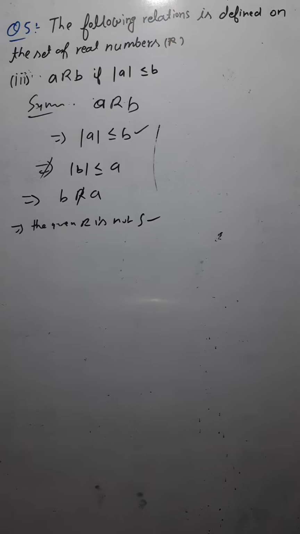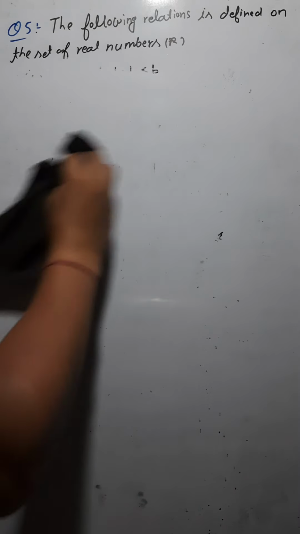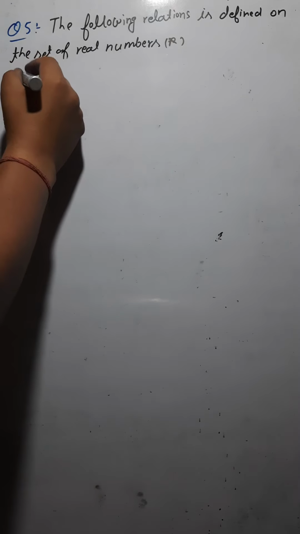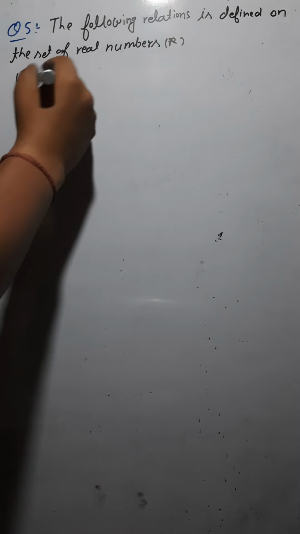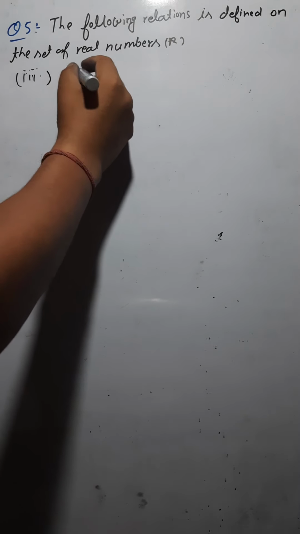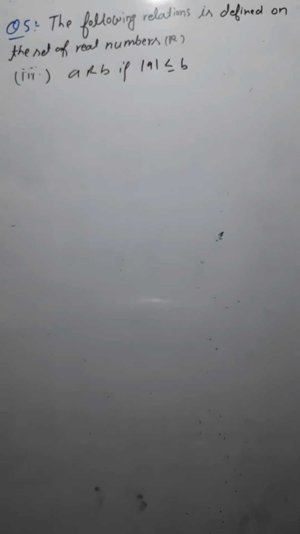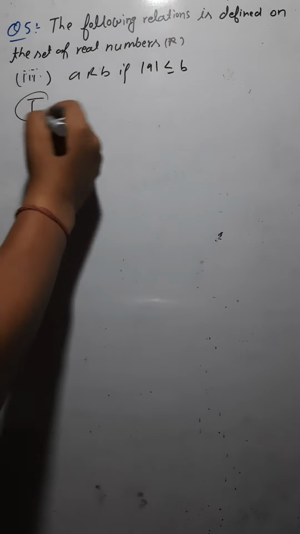Okay. Now we would check whether the given relation is transitive or not. Sorry, what was the question here? I think it was the third question. Yeah. A is related to B if modulus of A is less than or equal to B. Okay. Now we would check whether the given relation is transitive or not.